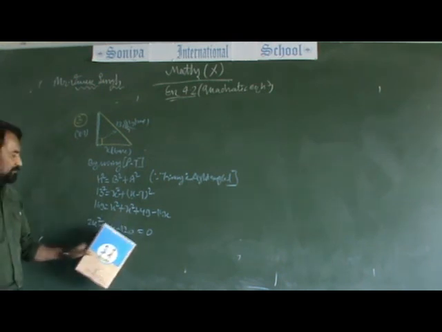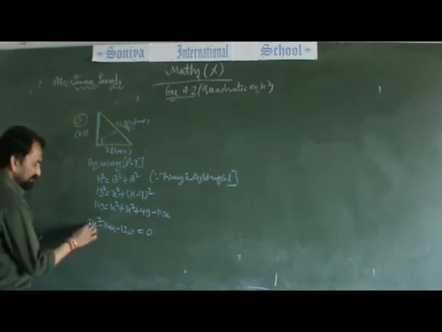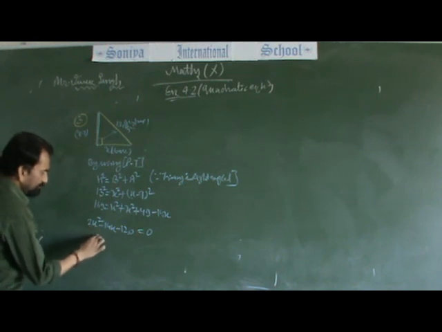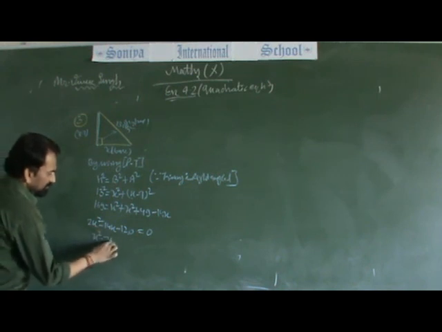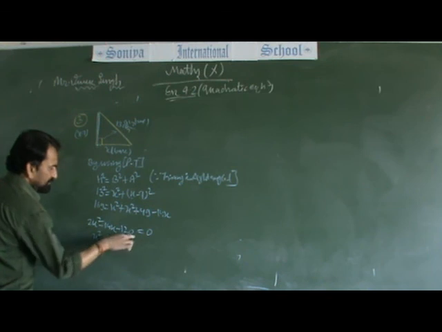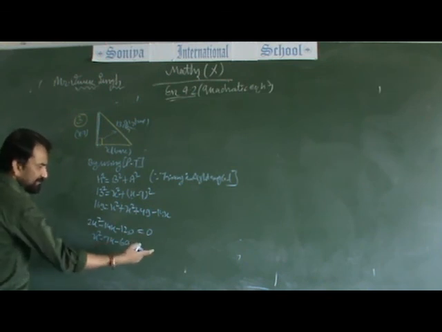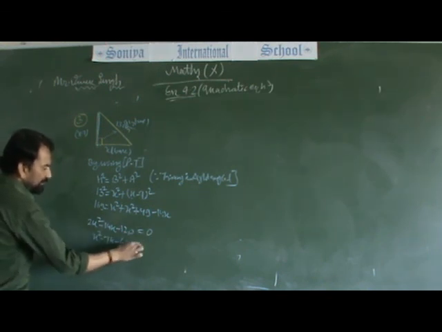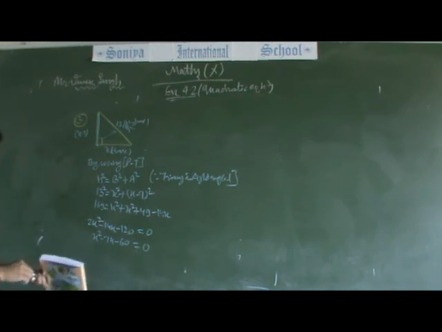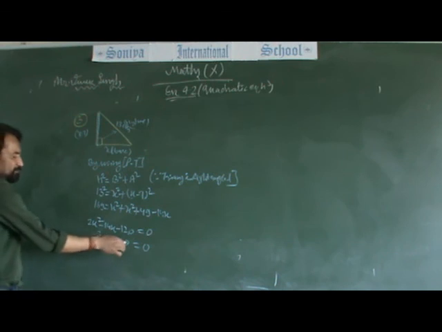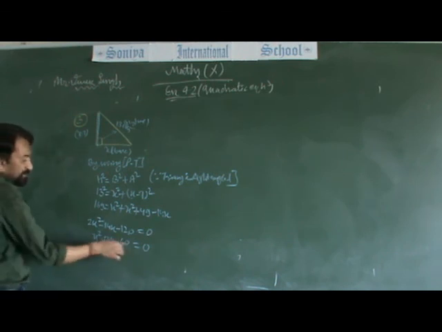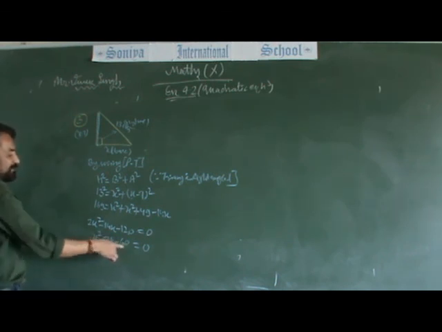Is anything common in this trinomial? Yes, 2 is common. Take 2 as common. X square minus 7x minus 60 is left. On the right hand side you will get 0 upon 2, and 0 upon 2 equals 0. What is this? This is the quadratic equation in variable x. How do you read it? Quadratic equation in variable x.